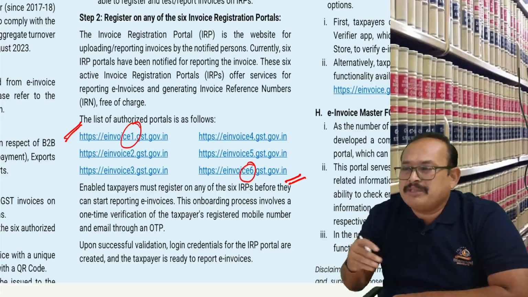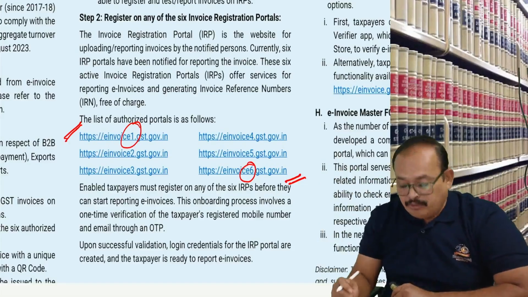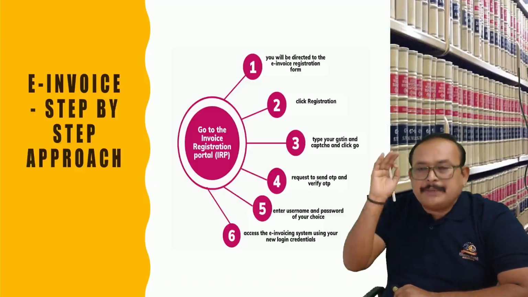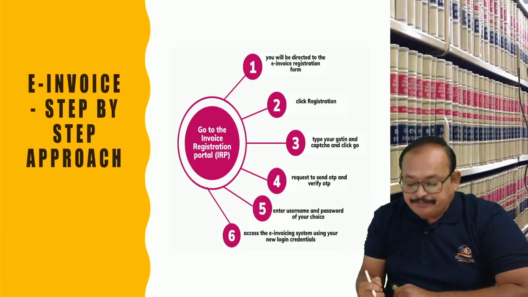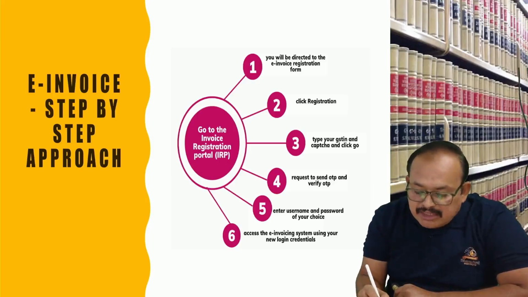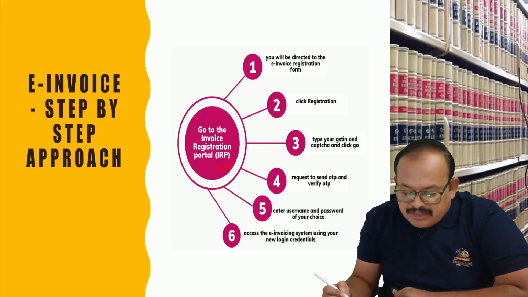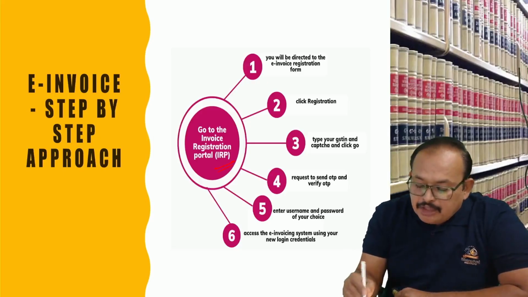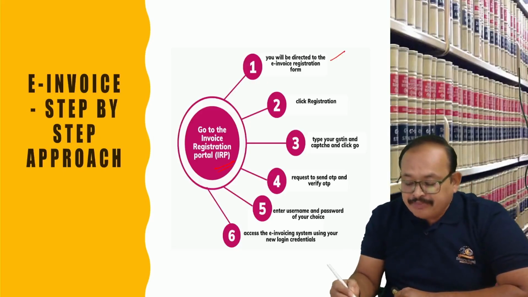Smooth functioning purpose, 6 portals are there, gateways are there to generate the e-invoice. Now here are the steps for the e-invoice. Go to the invoice registration portal, IR, invoice reference portal, invoice registration portal, where you will be directed to the e-invoice registration form.